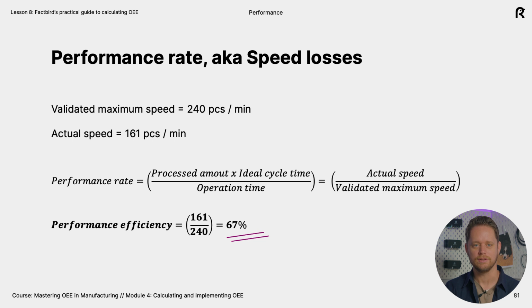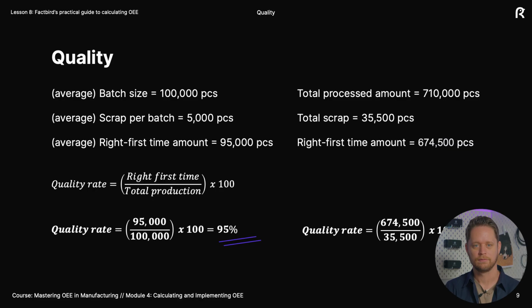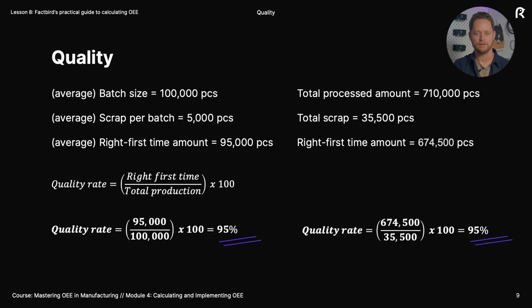Now, let's look at our speed losses. In this example, we can say our maximum speed is 240 pieces per minute. And the actual speed our line is running at on average is 161 pieces per minute. Then, by dividing the actual speed of 161 by the validated maximum speed of 240, we have a performance rate of 67%.